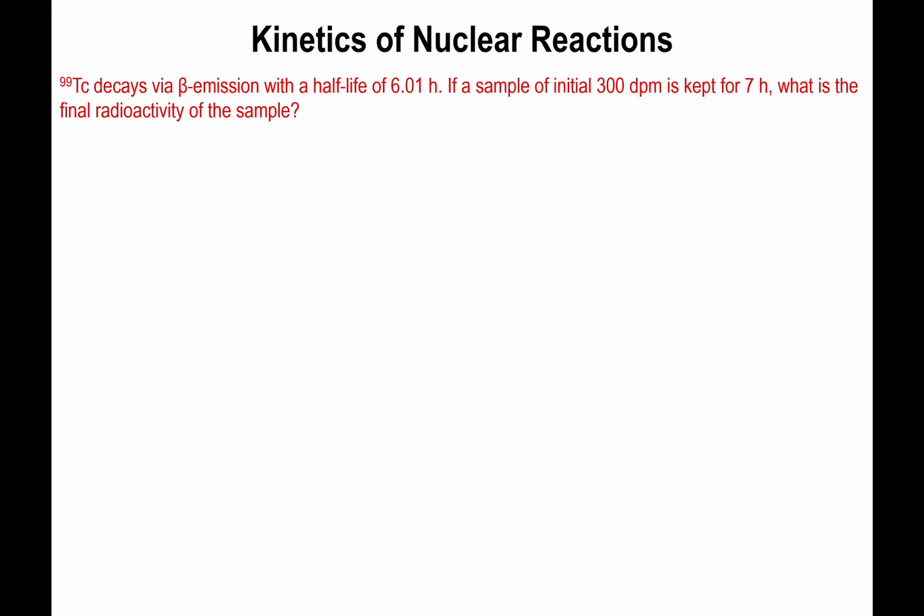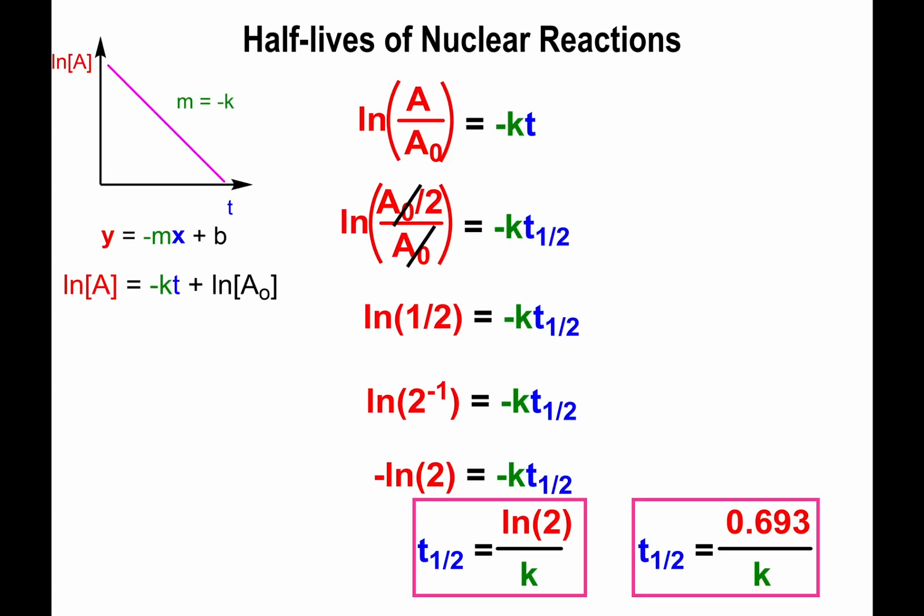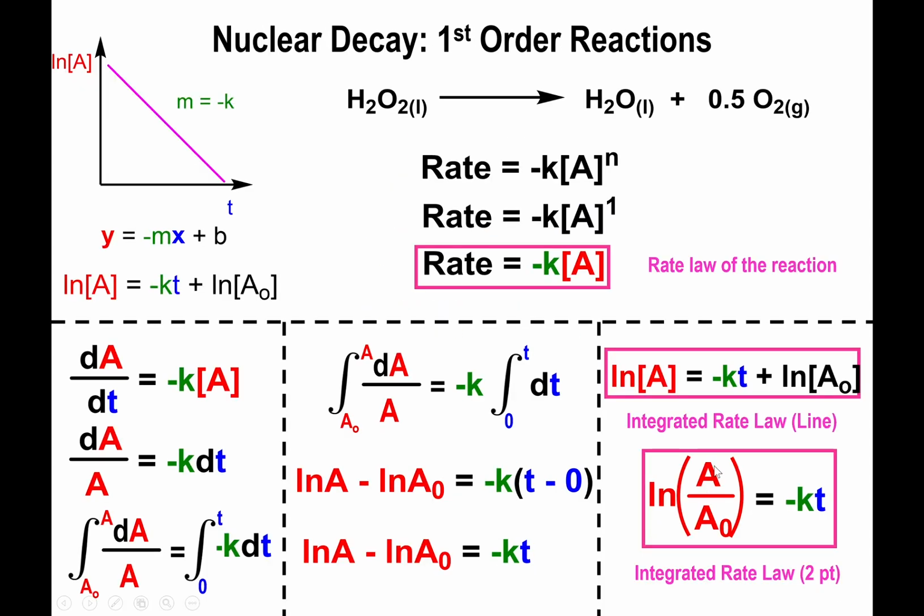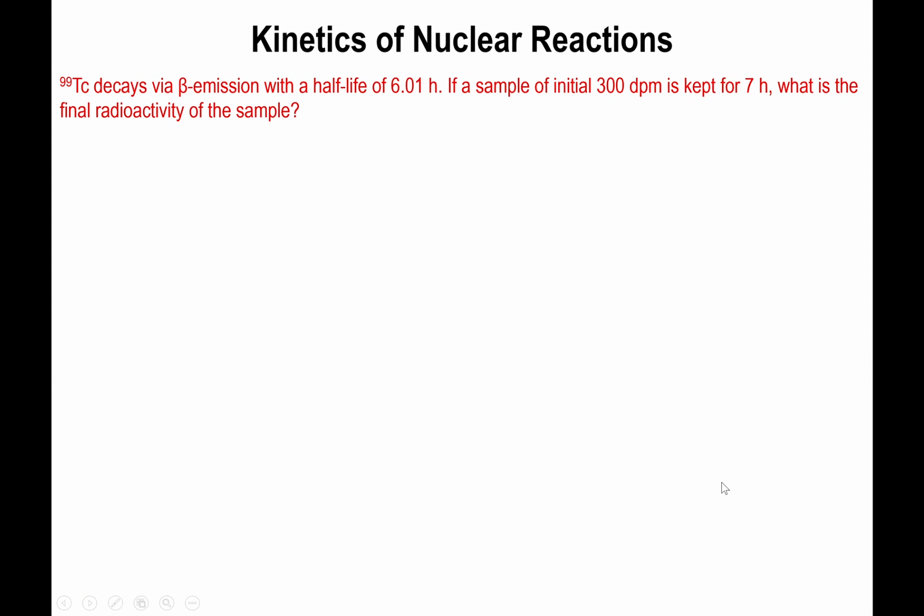Oh, and by the way, we need not be restricted to concentrations for using the integrated rate law. So A doesn't need to be concentration. It could, but it can take up most any form. It could be the mass of the radioactive isotope. It could be the activity of the radioactive isotope. And I'm going to give you an example of that right now.